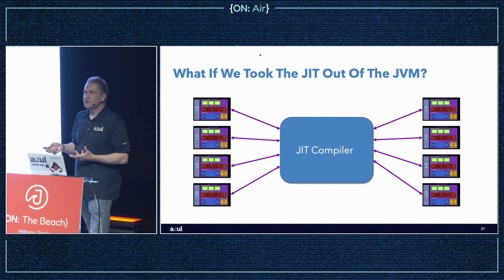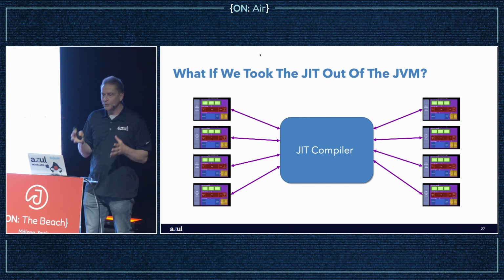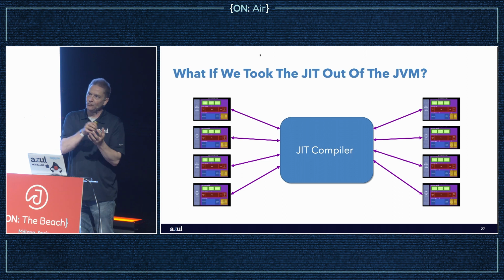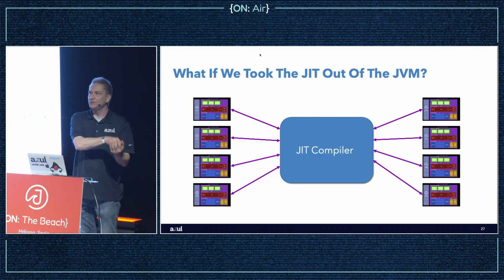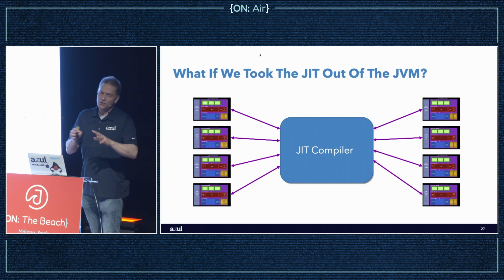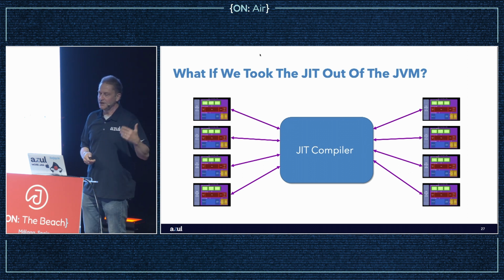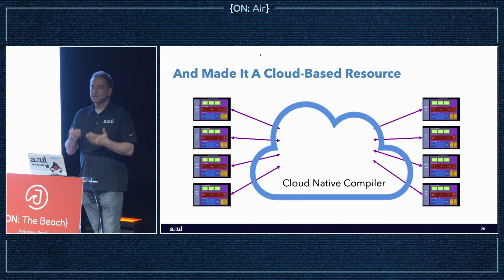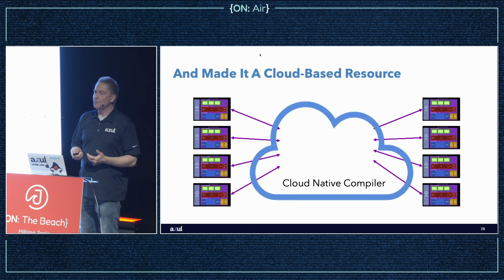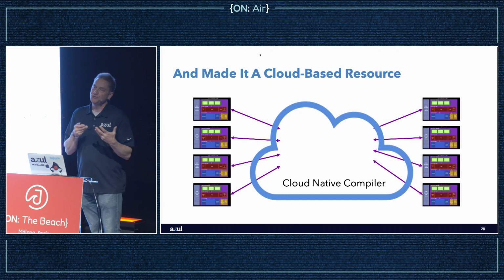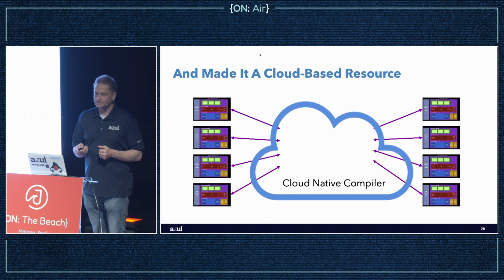So then, this is where we come to the cloud-native compiler. What if we take the JVM and remove and decouple the JIT compiler from the JVM itself? We don't really remove it because we need to leave it there in case the cloud-native compiler is inaccessible. But we can turn that into our cloud-native compiler and introduce the idea of JIT-as-a-Service.